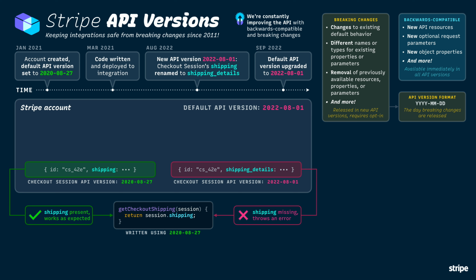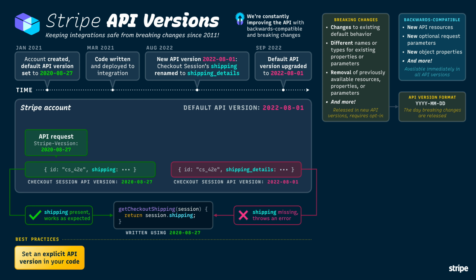This kind of thing can and does happen, but the good news is you can safeguard your integration against scenarios like this one by following a few best practices. The first best practice is to set an explicit API version in your code. You can specify the API version your code is designed to work with in the Stripe version header of your API requests. This tells Stripe to render objects in the response using the specified API version instead of the default API version set on your account.